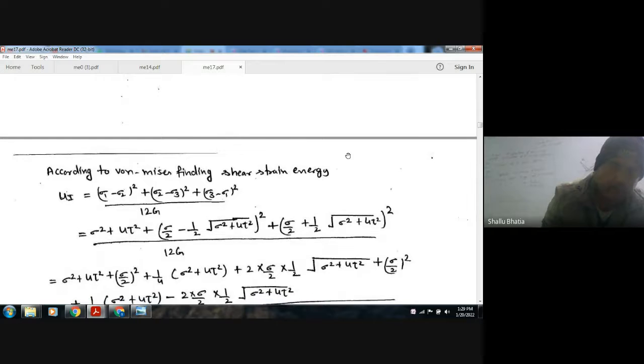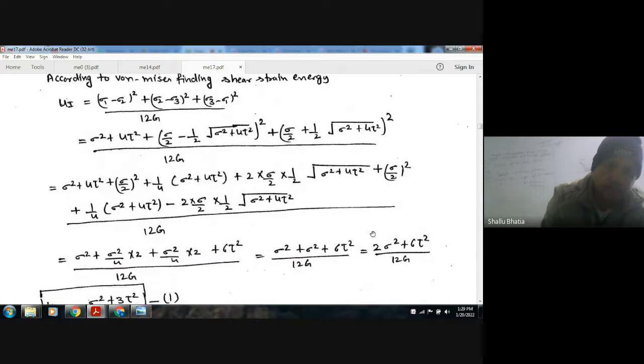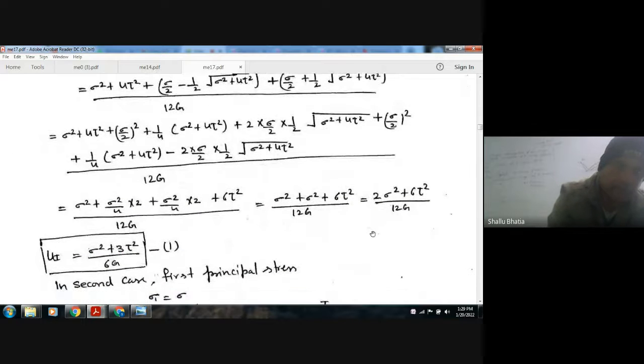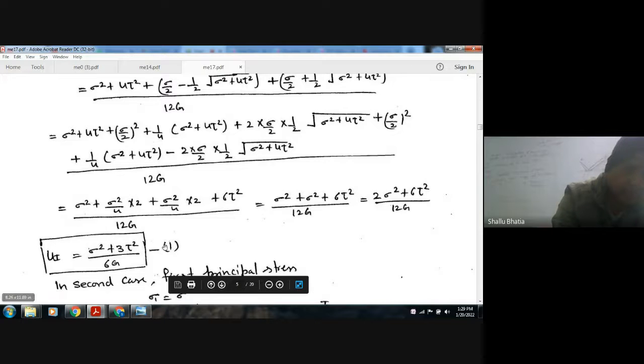So this is the difference between sigma 1 and sigma 2. And this is sigma 2. Here this is sigma 3 square. So solving this we get strain energy, as you can solve on your own. Sigma square plus 3 tau square by 3.